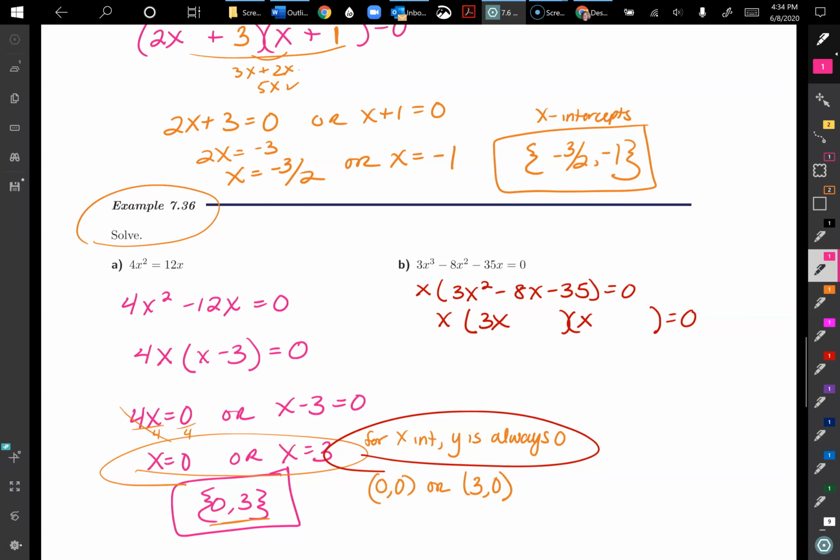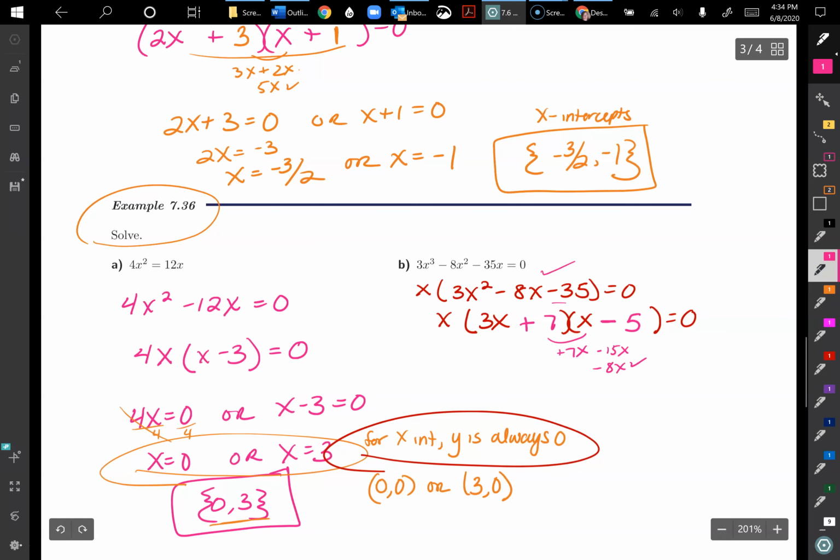So 35, my options, probably not 1 and 35. I'm going to try 5 and 7 and see how that goes. I'm going to say probably a 7 here and a 5 here. I know I need to have the negative attached with the bigger one, and I know I need opposite signs. So I'm going to try 3x plus 7, x minus 5. Let's see how that goes. I have a positive 7x and I have a negative 15x, which does give me my minus 8x that I need.